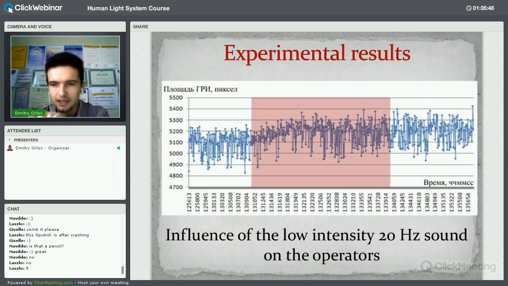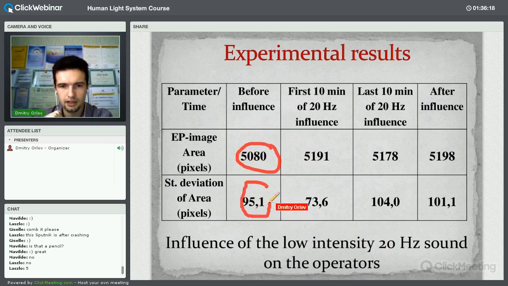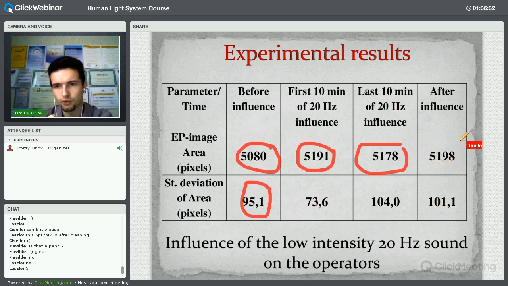Also, we were using a 20 Hz sound on people that were in the room working on computers. And we were measuring their state before and after they entered the room and after they left the room. And also we were measuring the Sputnik area, the area in pixels and the standard deviation in pixels: before the influence, during, the first 10 minutes, the last 10 minutes of influence, and then when we switched off the 20 Hz sound. So we can see that the deviation was 95.